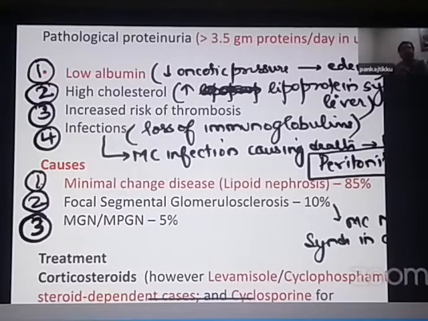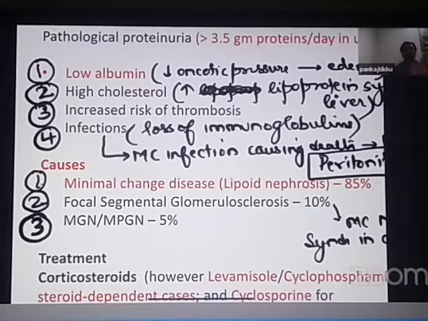About 10% of causes of nephrotic syndrome are focal segmental glomerulosclerosis, and about 5% of cases are caused by membranous or membranoproliferative glomerulonephritis. Please don't get confused. The most common cause of nephrotic syndrome in children is minimal change disease, but the most common cause of nephrotic syndrome in adolescents is focal segmental glomerulosclerosis. So when the question comes in the exam, be very careful in answering after completely reading the question.